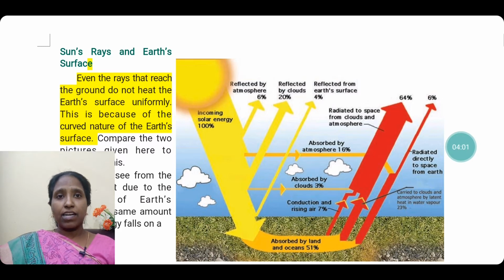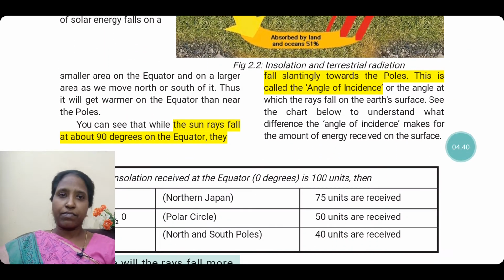Even the rays that reach the ground do not heat the earth's surface uniformly, because the earth is not a plain surface. It is a curved surface. You know, the earth is spherical in shape. Now remember, you put a kadai on an oven. Which part gets heated? The bottom part, which is nearer to the oven, that gets heated, and the rest of the parts are heated, but not as hot as the middle part, because it is in a curved shape. The same way, the radiation reaches the earth, but the heating on the earth is not uniform because the earth is in spherical shape. It has a curved surface.